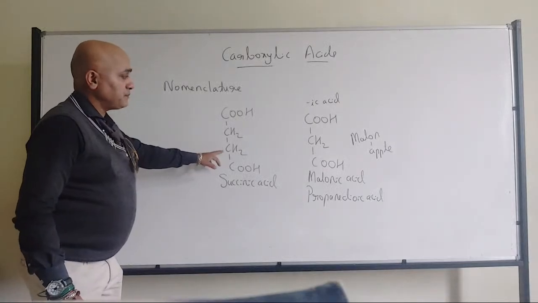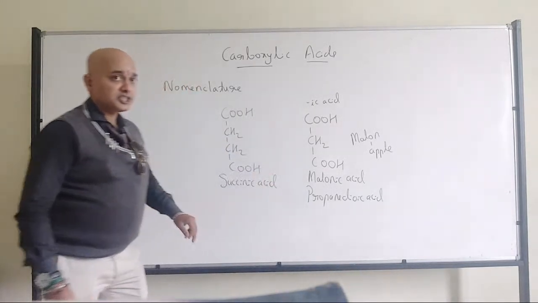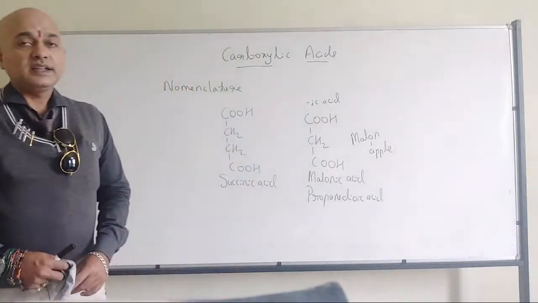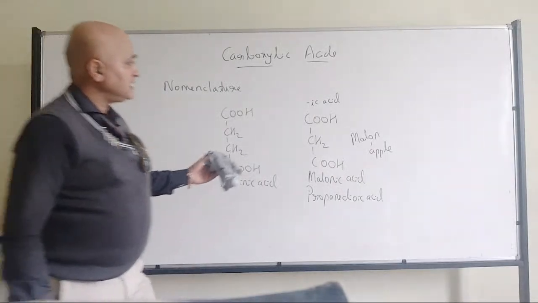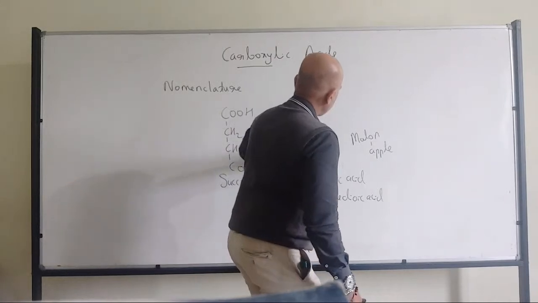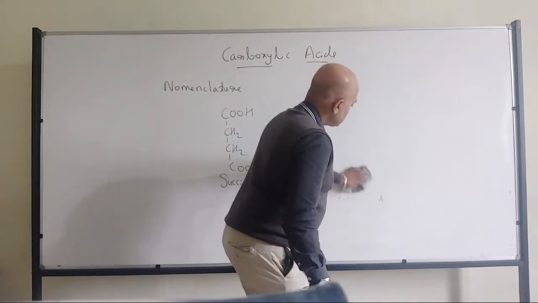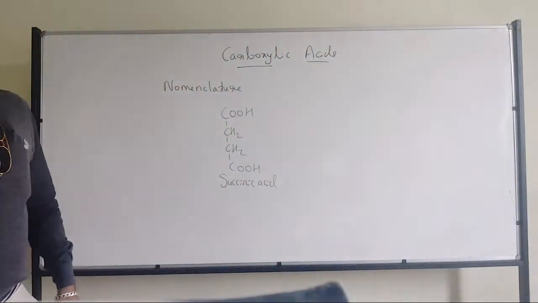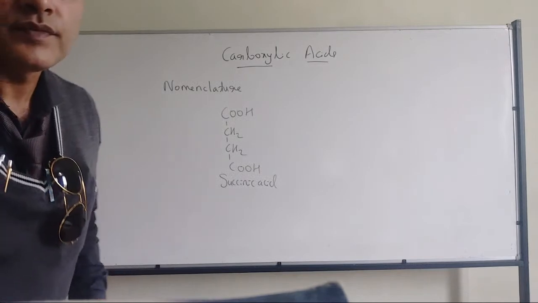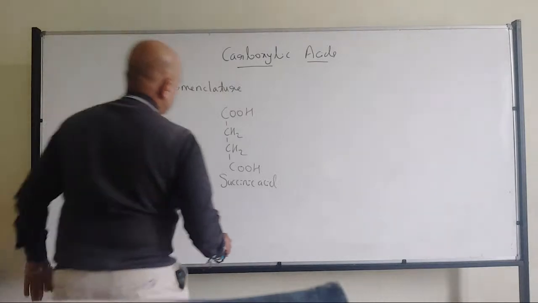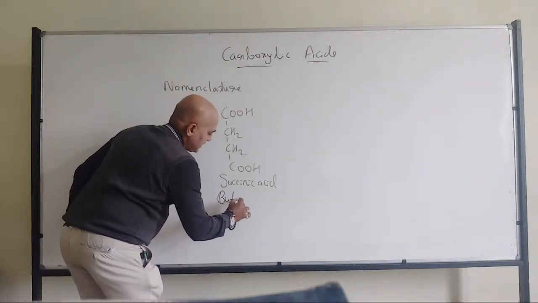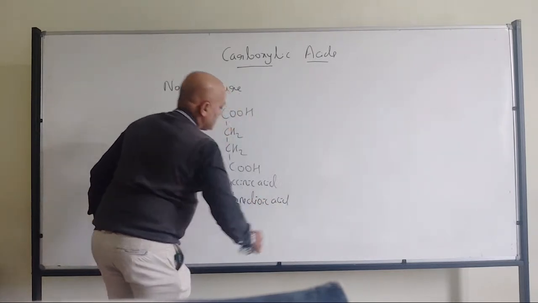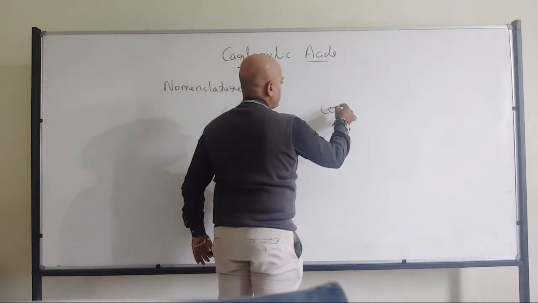One extra methylene group. That means malonic acid has a 3 carbon structure, and succinic acid has a 4 carbon structure. Can you tell me what will be the IUPAC name for succinic acid? Butane dioic acid. Yes, it will be butane dioic acid. Now I will increase the number of carbon.